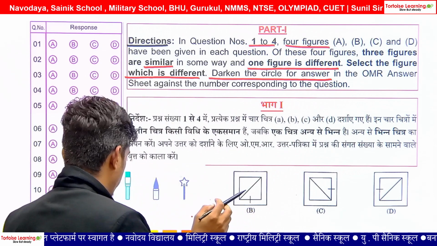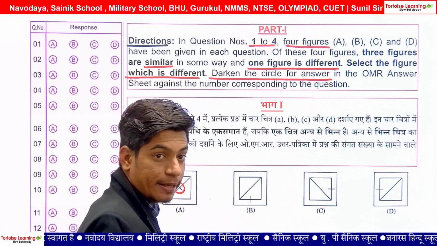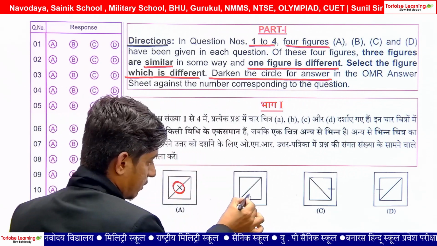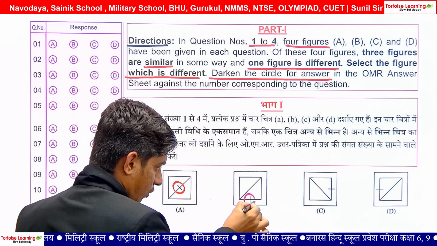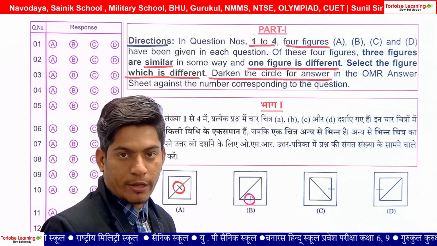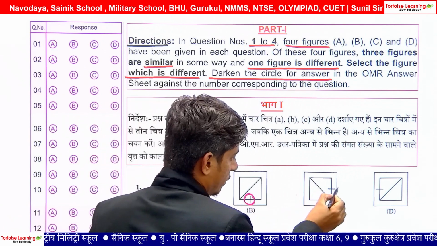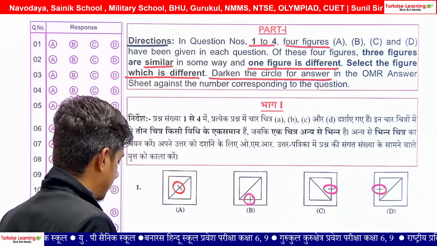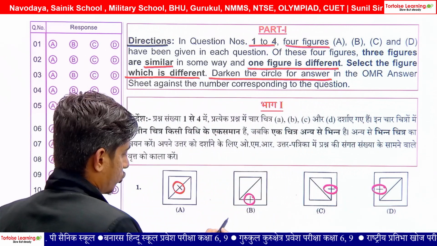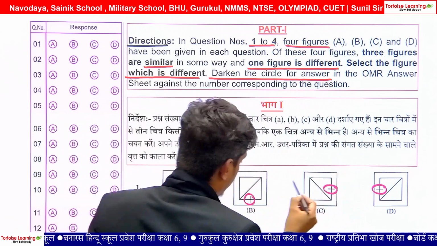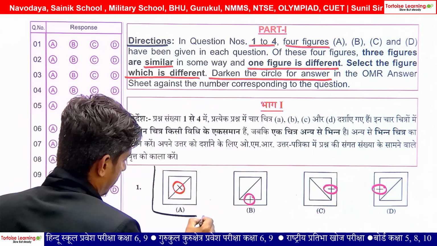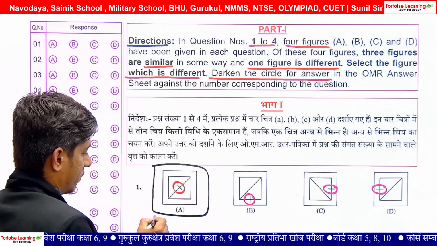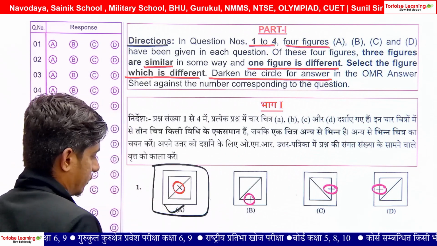If we move to the second option, what can we say? We can say that this arrow is on the border of the square. Next, this is also on the border of the square. This also is on the border of the square. So we can see clearly these three are on the border and this one is inside the square. So this will be our correct answer.